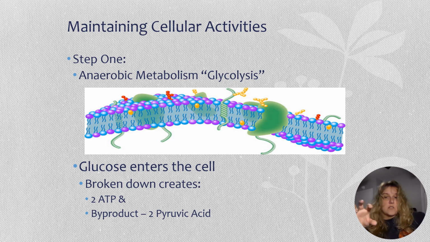That glucose gets broken down. It's like a 6-carbon chain. It gets broken into 2. That creates a release of 2 ATP. But you do have a byproduct of pyruvic acid.